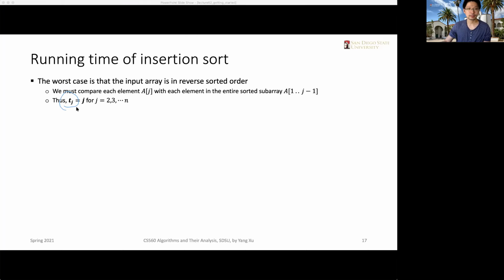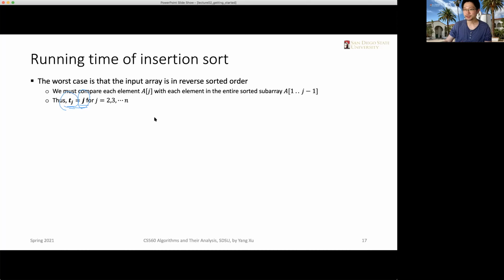right? Because in the J's iteration, when we're looking at AJ, there are basically J comparisons we need to make, okay? So because this is the worst case and we need to make J comparisons for each iteration of J, that makes TJ equal to J, okay?